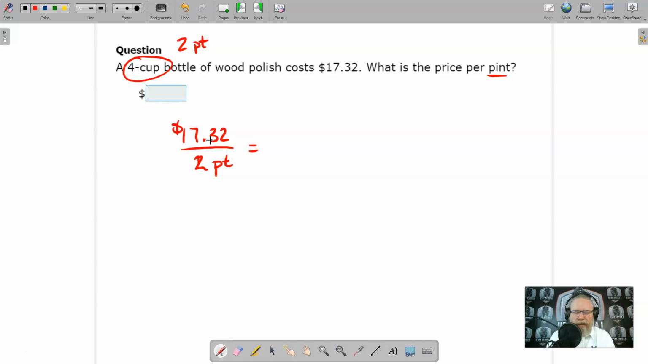17.32. Divide that by 2. And we're going to get $8.66 per pint. So $8.66 is our answer.